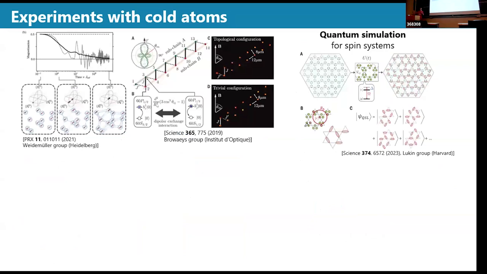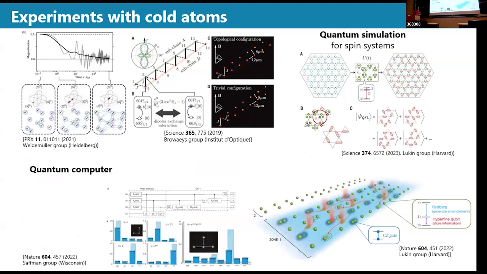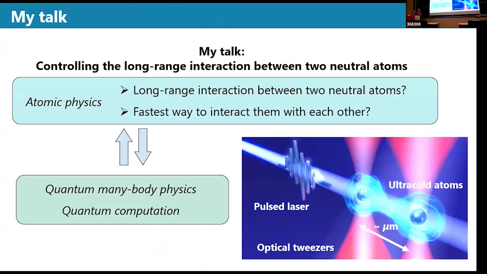And not only for itinerant systems like Hubbard physics, people investigate spin systems, and there are several experiments on Ising models or Heisenberg systems. And also recently, the investigation for realizing quantum computers is really a hot topic in this field. And my talk is about the key ingredient to realize a many-body system, which is just interaction between two atoms. My talk is basically atomic physics, so it's not many-body physics or non-equilibrium dynamics, but I hope you can enjoy it.